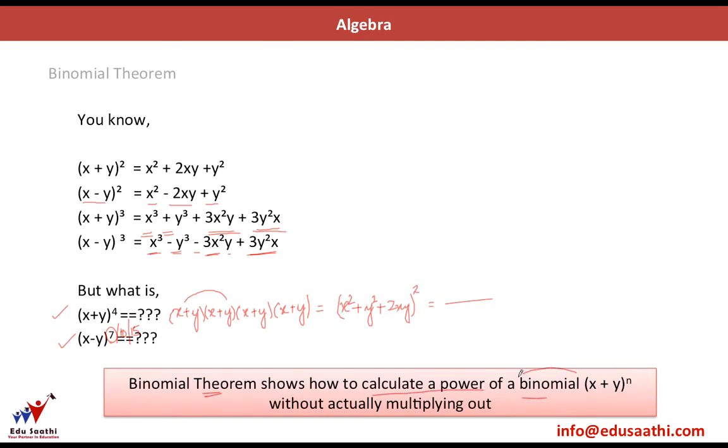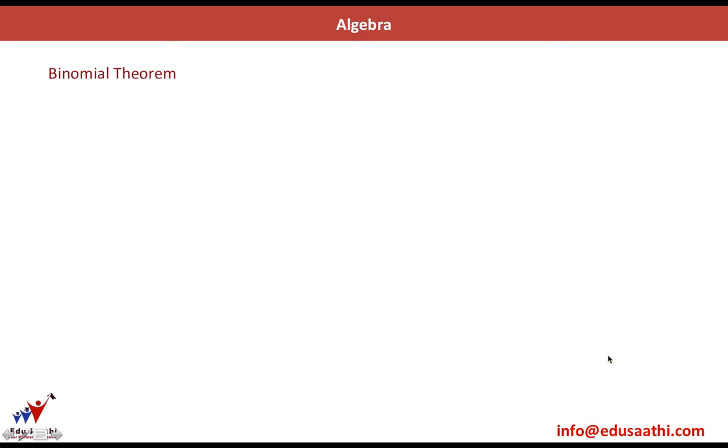I hope you understand the meaning of the word binomial. Bi means two and nomial means term. So it is an expansion related to two terms, x plus y raised to power n, without actually multiplying out. What I was doing here was actually multiplying out the things. Without actually multiplying out the things, what the expansion of a binomial is, is what the binomial theorem helps us to find out.